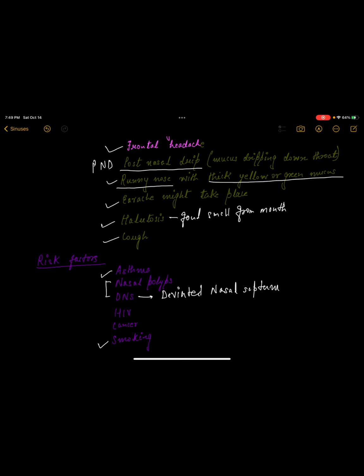And if a person is suffering from diseases like HIV/AIDS or cancer or tuberculosis, then he can also develop sinusitis, because these diseases decrease the immunity of the patient.